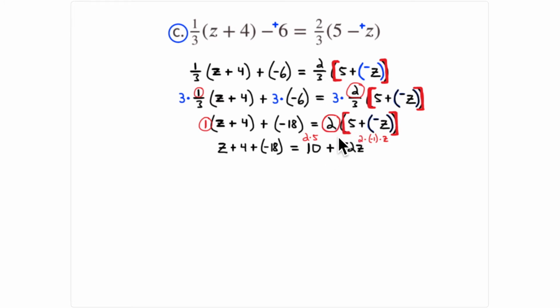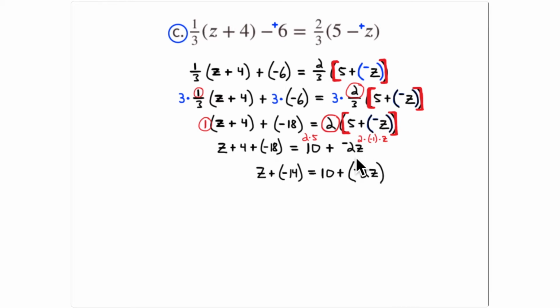So use the distributive property. 2 times this 5 here is a +10, and 2 times -z is a -2z. Now I want to get rid of the -2z. Let's see what I did first here. Oh, I got rid of the -18 first by adding a +18.